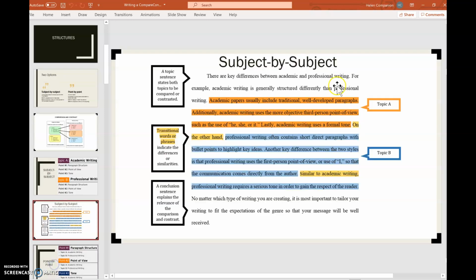And here's an example of that paragraph. For the sake of time, I'm not going to read through the whole thing. You can find it here. You can also find it in the booklet. But you'll notice that a topic sentence states both topics to be compared or contrasted. Then you have topic A here, topic B here, and a conclusion sentence. And then you have transitional words showing the shift of thought. This is all a single paragraph, but in your essays you would have topic A be its own paragraph in a subject by subject, and topic B be its own paragraph in a subject by subject.